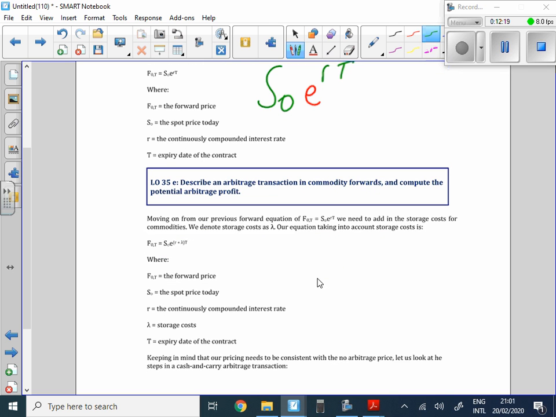Now, what happens, guys, when I include storage costs? Storage costs must be added, am I right? Look at this huge addition. It's very fancy. S0, you happy? e, exponent. And now it's r, the continuously compounded risk-free rate, plus storage costs, the lambda, to the T. We just denote storage costs by using the lambda. Okay, that's all. Learn to love the lambda, guys, because he's coming back in book 2.